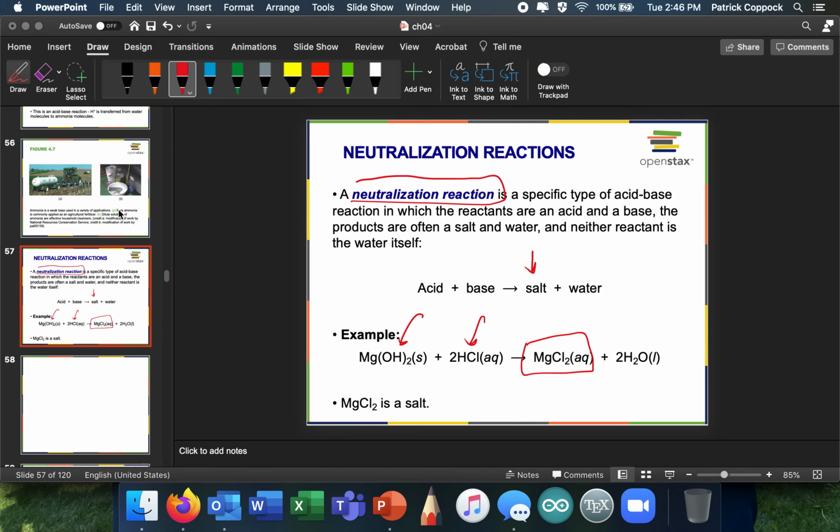So that is a brief introduction to acid-base reactions. We talked about strong acids and weak acids, weak bases and strong bases, and neutralization reactions. So hopefully that's a good start for your study of acid-base reactions.